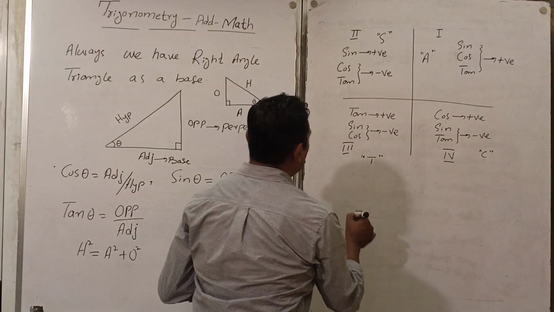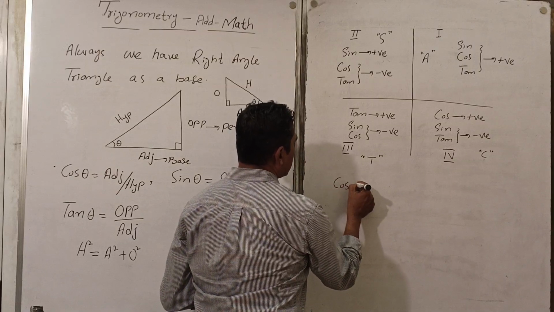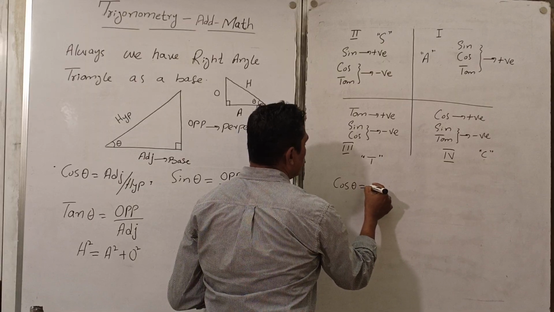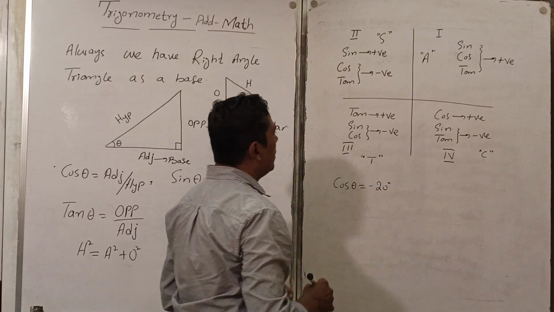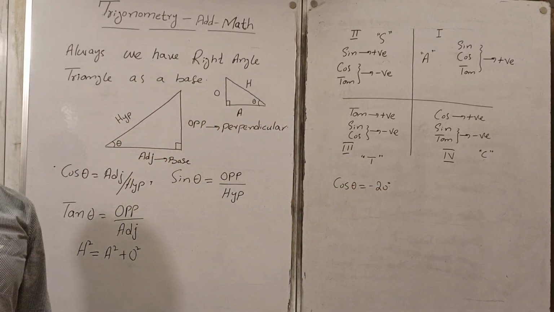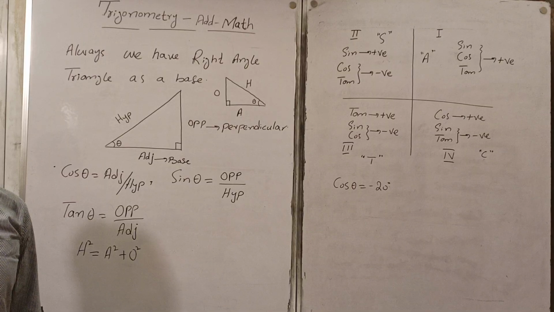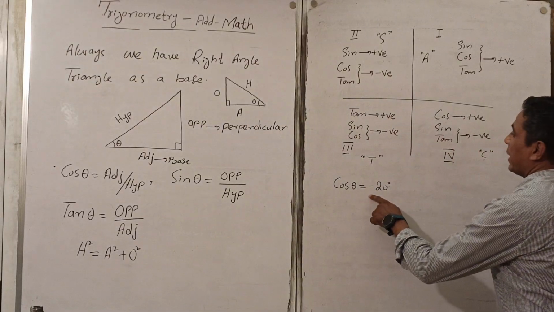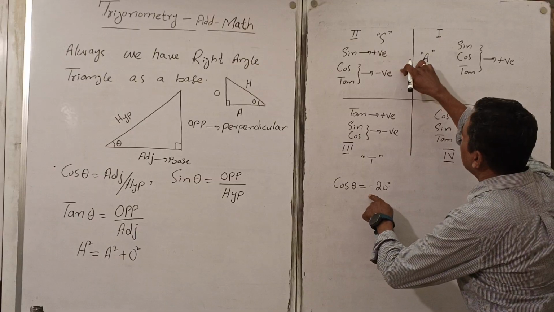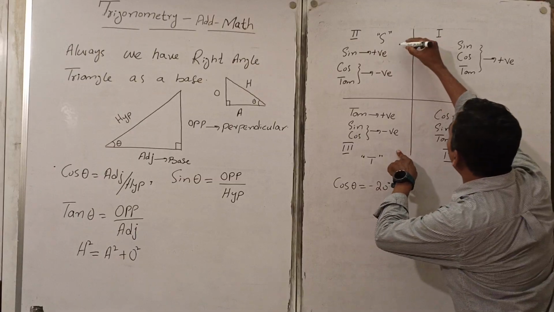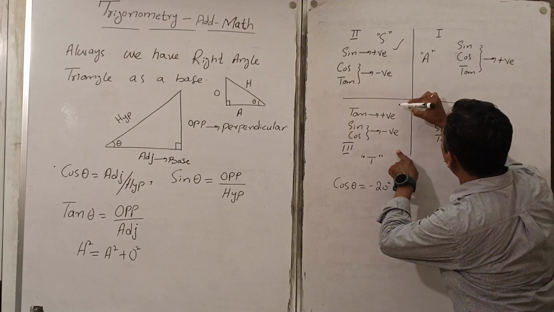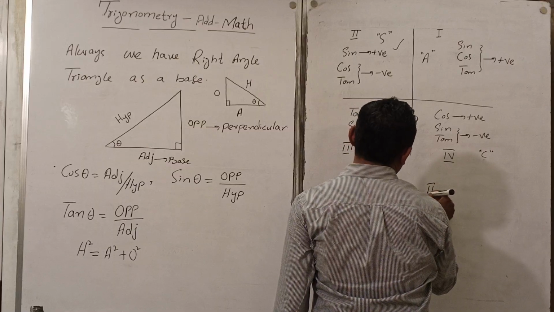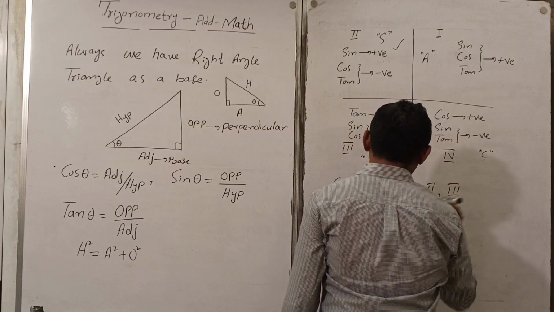For example, try to understand. If you have cos theta equal to minus 20 degrees, in which quadrant will it be? In the second and third. Where cos is negative, in the second and in the third. So you will be in this quadrant and in this quadrant. It means that you will be in the second and third quadrant.